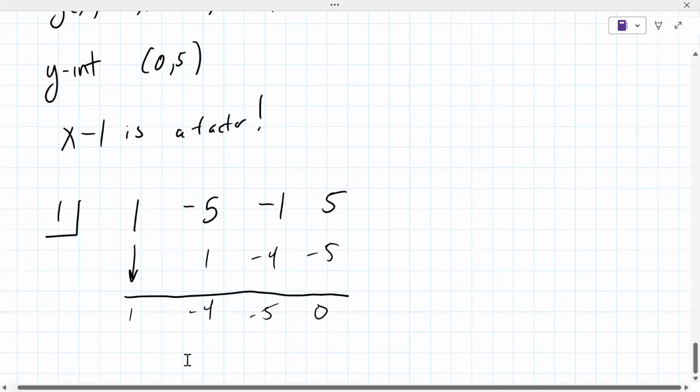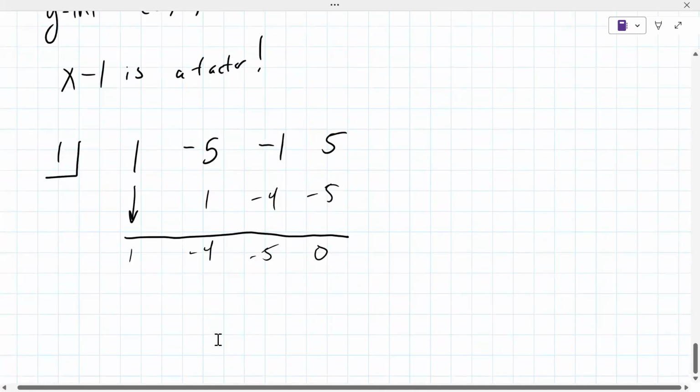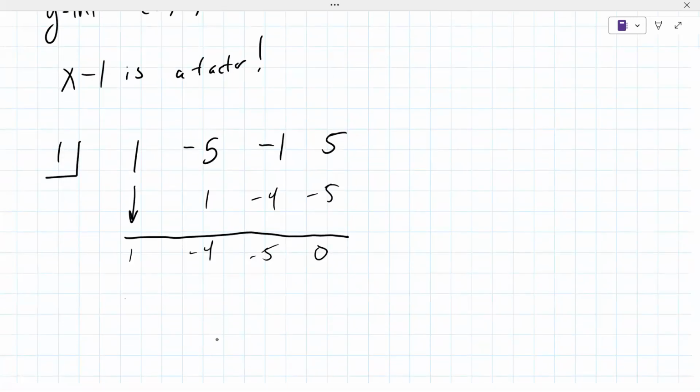Okay, so what is the new thing here? What is the new X stuff in terms of X's? 1, minus 4, minus 5.